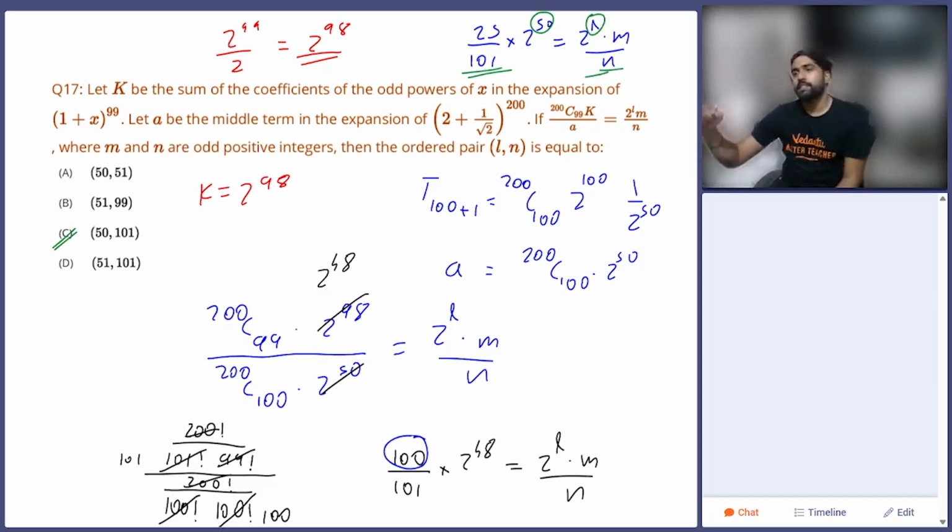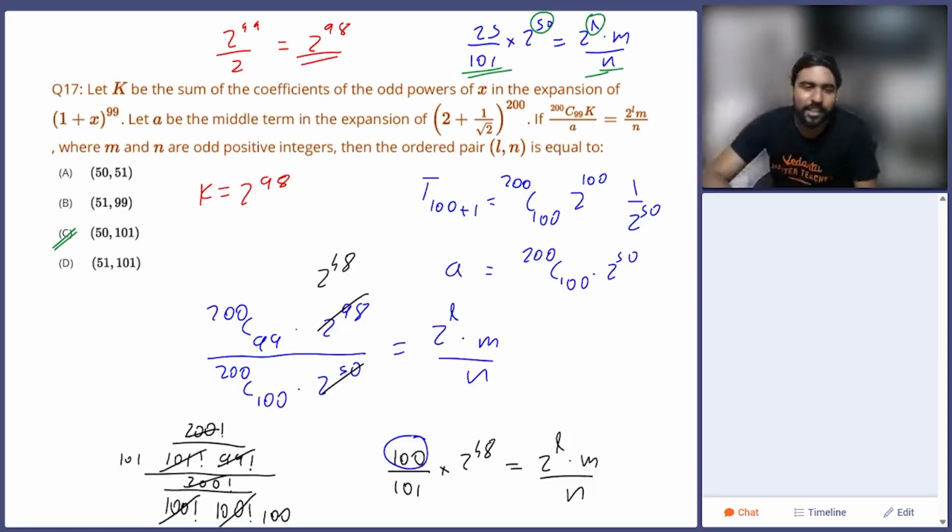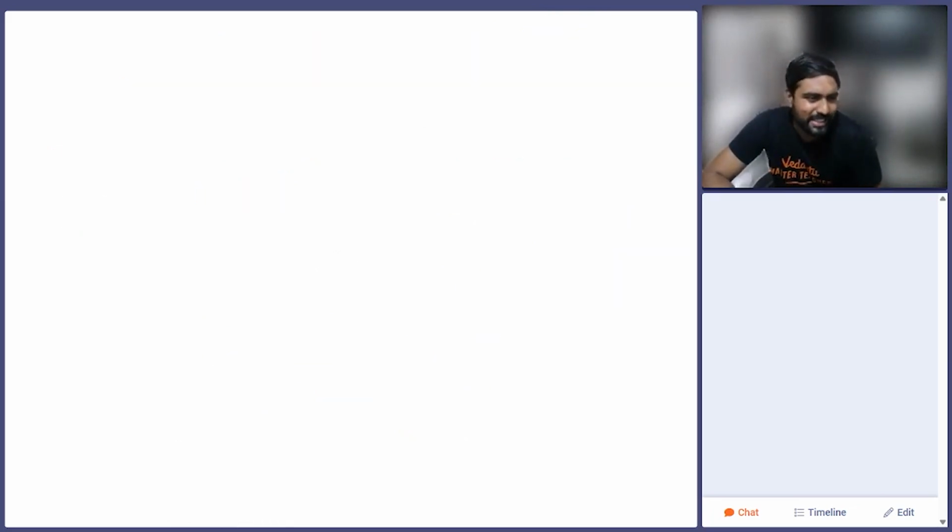Do we have an option? Yes. Option C should be the answer. Is it? Yeah. 50, 101. Option C will be the answer for this question. Okay everyone? Hope the idea is clear. It's a pretty plain and simple question, not very difficult.